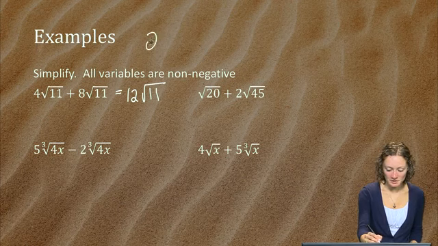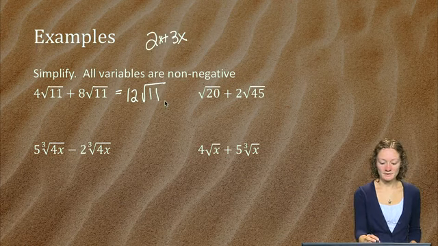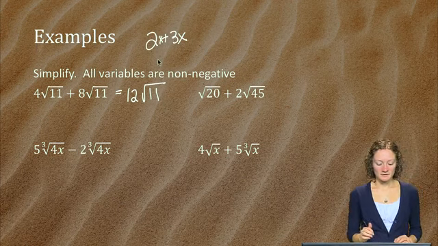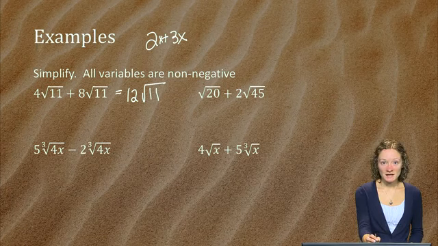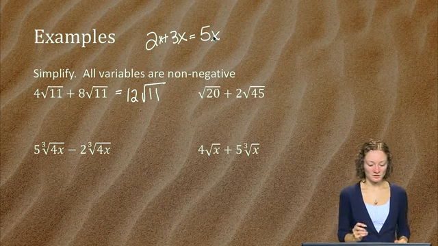This is very similar to taking 2x and adding 3x. It's tempting to say that that radical 8 has to increase or change in some way, but just like if you added 2x plus 3x, you get 5x. The x remains the same, it's just the coefficients that change.